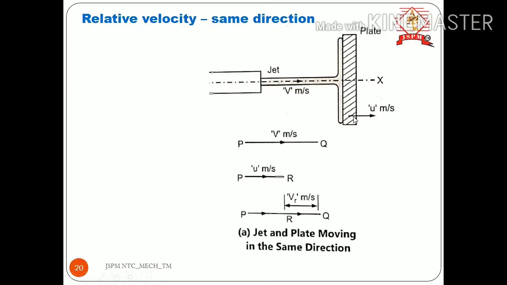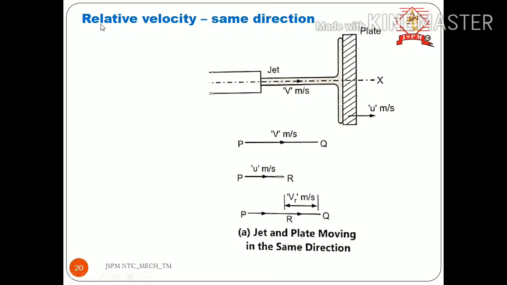Now we have to see the moving plate, and for a moving plate, for calculation purposes, we are taking relative velocity. But how is relative velocity calculated? See this diagram: this is the jet having velocity v striking on that plate. The plate is moving with a velocity u meter per second, and the velocity of the jet is v meter per second.